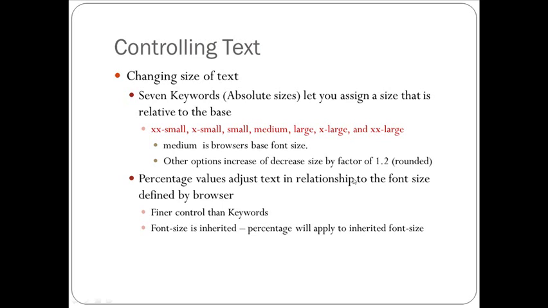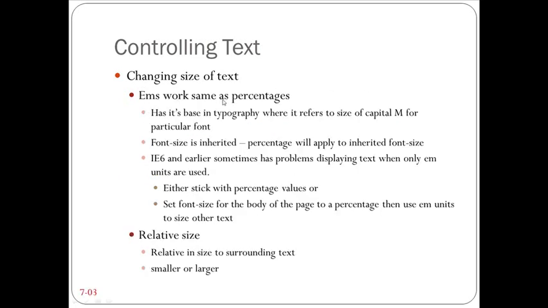So each time you go up, you multiply it by another 1.2. So the extra large would be 19 times a factor of 1.2. Percentage values adjust text in relationship to the font size defined by the browser. Gives you a little bit more control than keywords. The font size is inherited, so a percentage will apply to the inherited font size. EMs, they work pretty much the same as percentages. Has its base in typography, where it refers to the size of a capital M for a particular font.